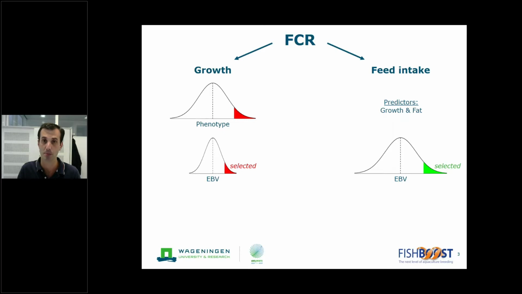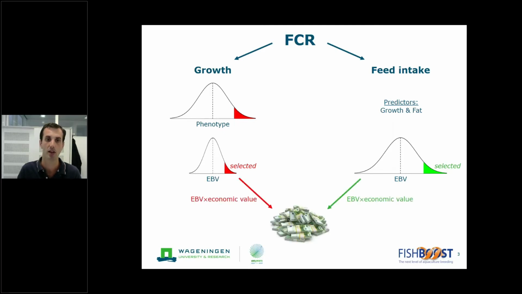And when we have estimated breeding values for both traits, we can combine these with their economic values to predict the economic response to selection. And that's roughly the outline of my presentation. First, I'm going to talk about economic values, how to estimate breeding values for both traits, and how to define these traits. And then I will show you the results of the response to selection in breeding programs when we use alternative selection indices. That's really the economic impact.